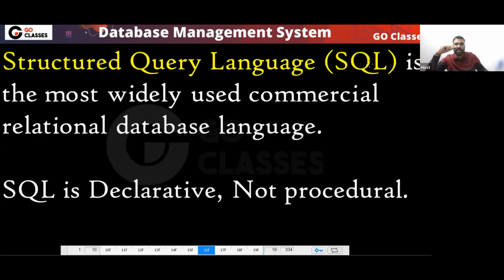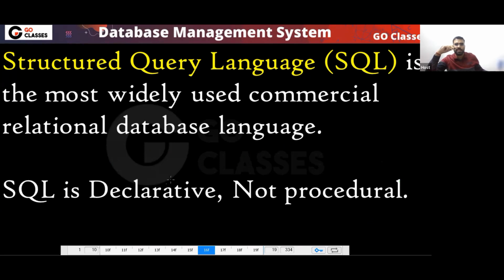Structured query language means SQL. This is the most widely used commercial language in most of the RDBMSs, the relational database management systems. And this is declarative. This is not procedural. So in SQL, you will mention what you want. You don't have to mention how you want it.